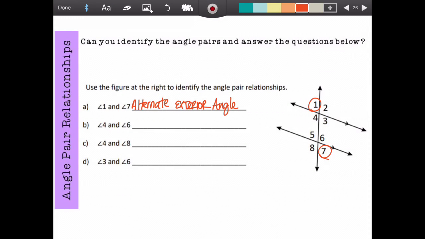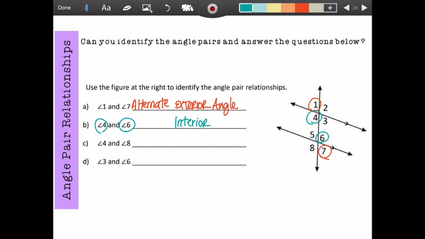All right, guys, so hopefully you answered B, C, and D correct, but we're just going to do a quick recap in case you didn't, so make sure that you're following along. The second pair that they want us to identify is angle 4 and angle 6. So here we're looking at angle 4 and angle 6. Now instead of these angles being on the exterior, they're in between the parallel lines. So that means that they should have been interior.